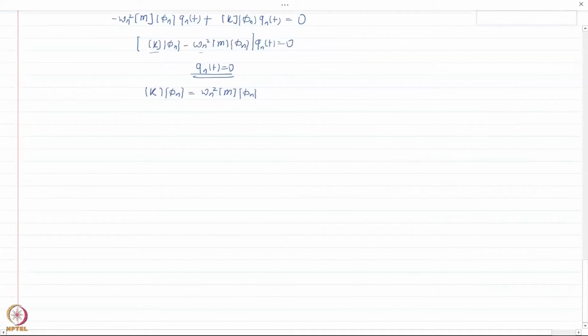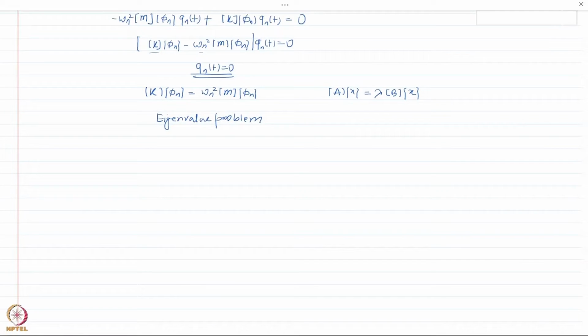Okay, if you look at this carefully, this is of the form A times vector x is equal to some lambda times another matrix B times x. This is called an eigenvalue problem. And you may have come across this kind of problem in your advanced numerical methods course, mathematics course, or matrix algebra course. So this is basically an eigenvalue problem.